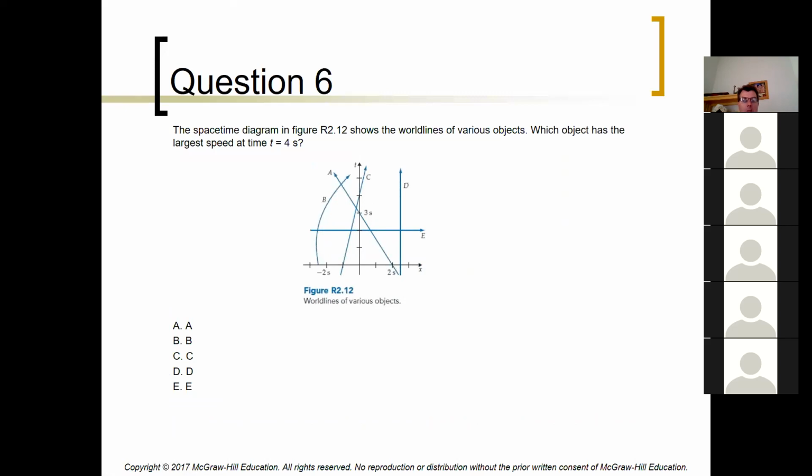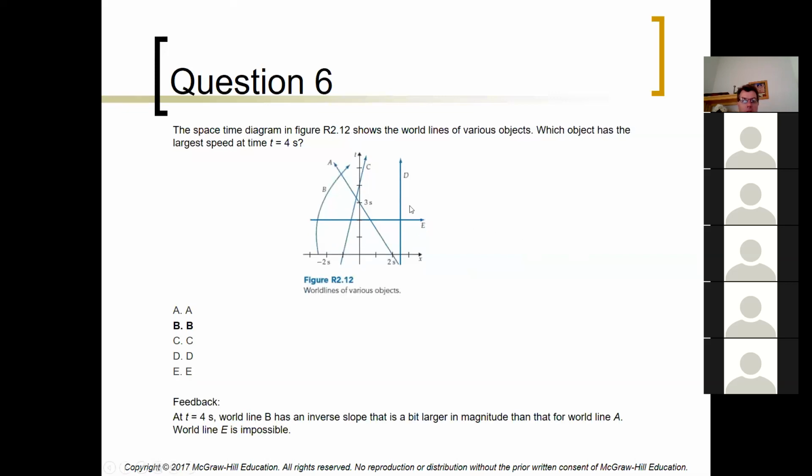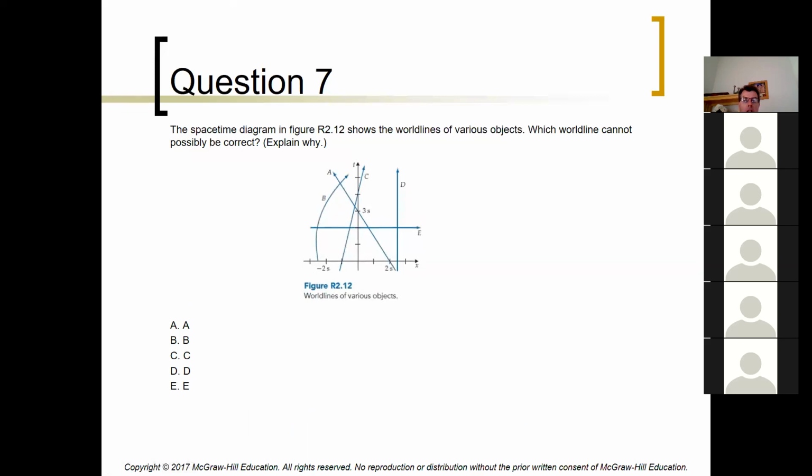Okay, now let's talk about t equals 4 seconds. Which one has the largest speed? At 4 seconds, I would accept A or B. I feel like we could have a debate between A or B. The textbook author says B, but I would accept A or B because remember, all of this is qualitative, reading it with our eyes. We didn't take out rulers for this. And we already talked about which world line could not possibly be correct, E.